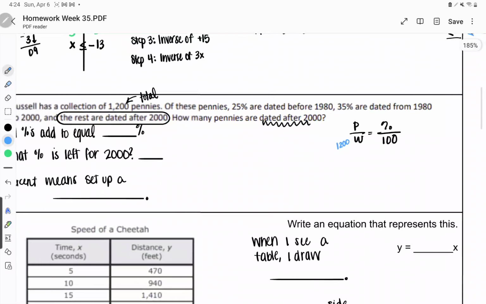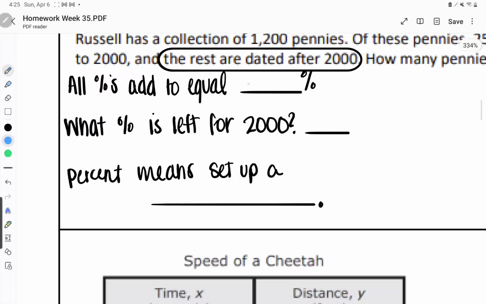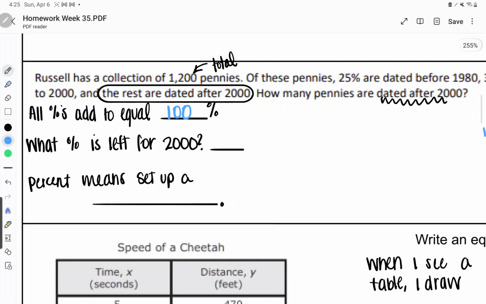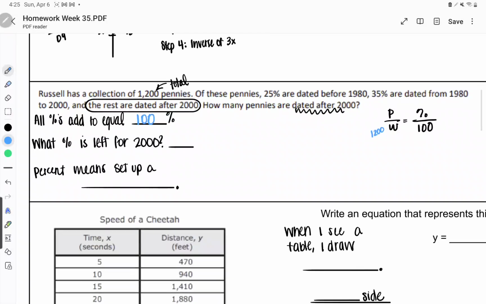Now, for the rest of it, it wants pennies dated after 2000, but it doesn't tell me how many pennies are dated after 2000, and it also doesn't tell me what percent. I do know that 25% are dated before 1980, and I know that 35% are dated from 1980 to 2000. And I do know something special about percents: all percents add to equal 100. So right now, I am looking at 25% before 1980 and 35% from 1980 to 2000, and I'm trying to figure out how many are after 2000.